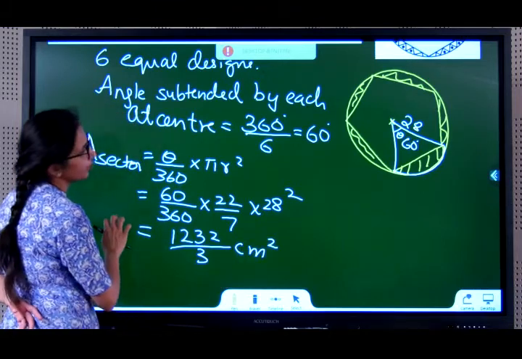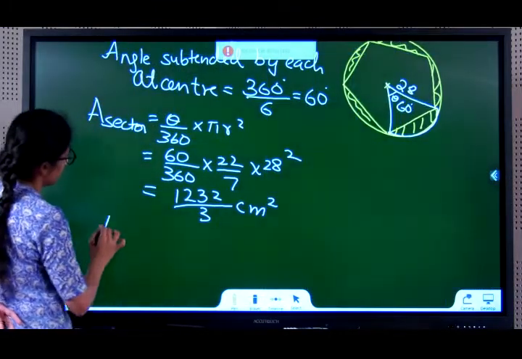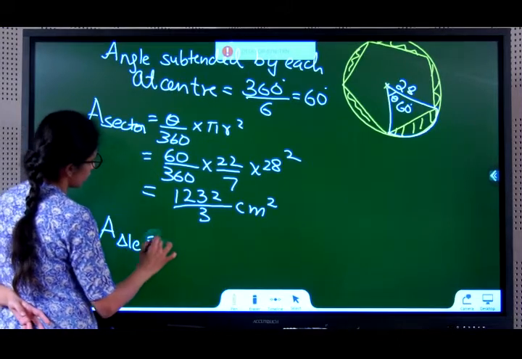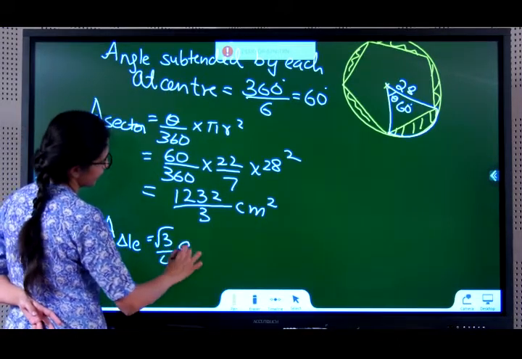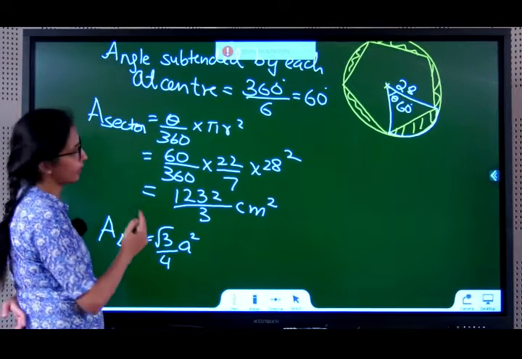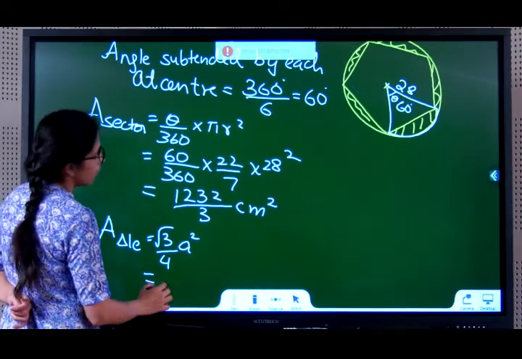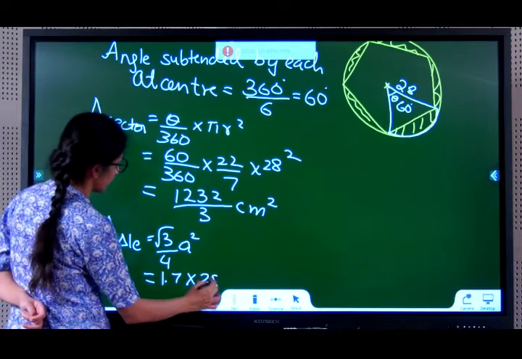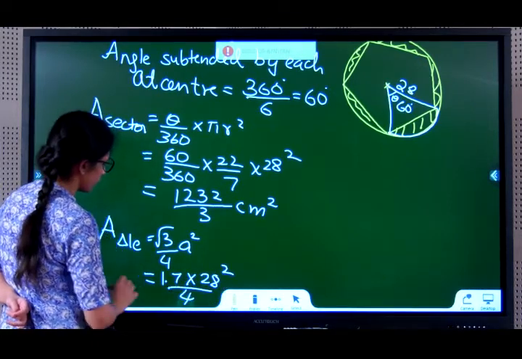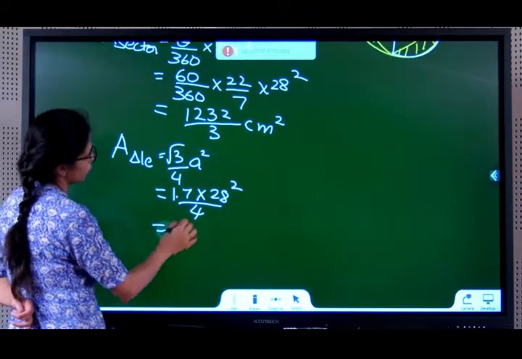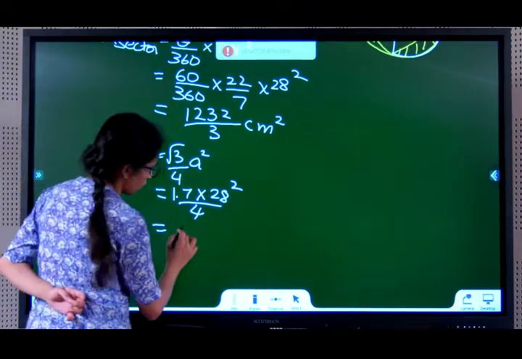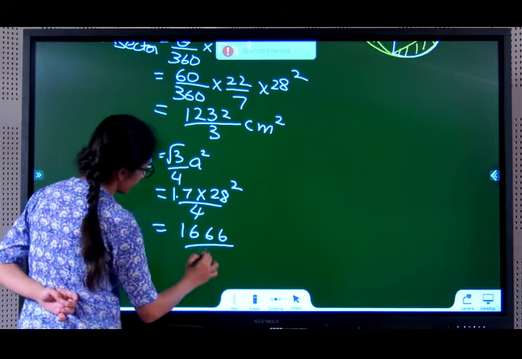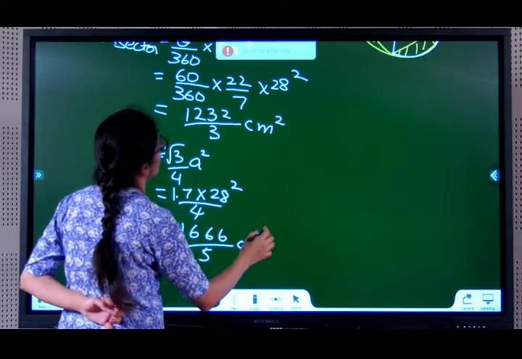Now we go for the area of the triangle. It's an equilateral triangle. So use root 3 by 4 a square. How is it equilateral? You have to give one or two statements like how we did in the previous questions. Root 3 given in the question is 1.7. A is 28, divided by 4. On solving this we get 1666 by 5 centimeter square.